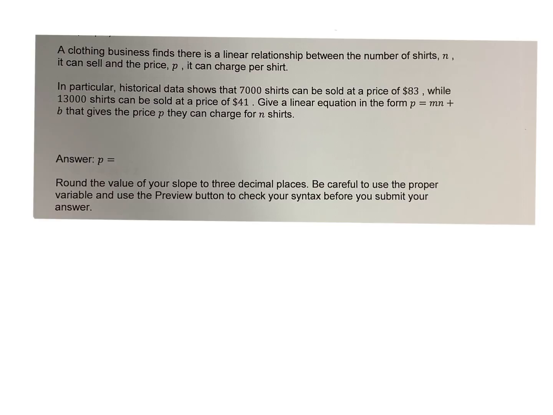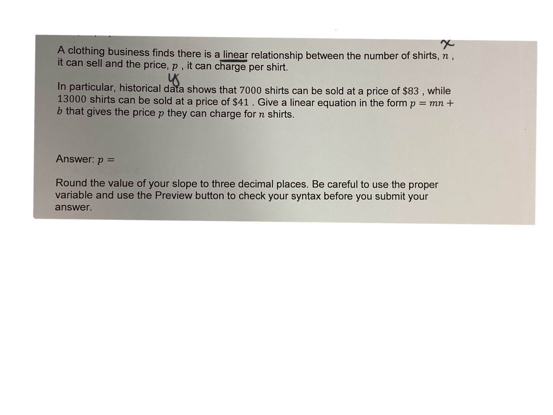I have copied and pasted this question from your homework set. It says a clothing business finds there's a linear relationship, and again, it's telling you linear. That's important to note because later it won't necessarily be linear. That you have a linear relationship between the number of shirts N that it can sell and the price P it can charge per shirt. So N is your X and P is your Y.